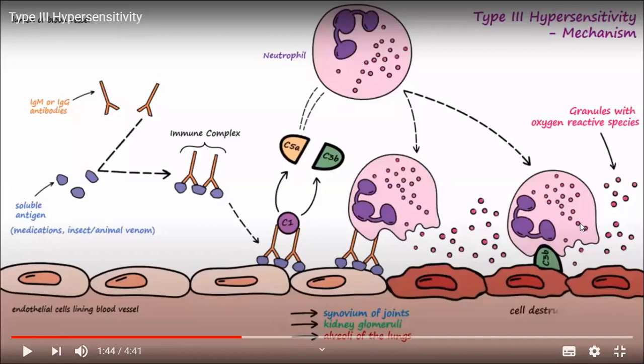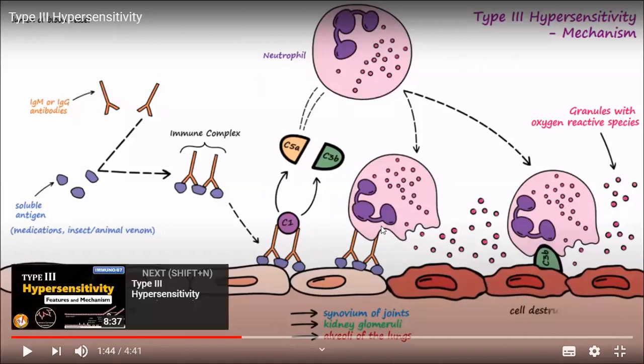So neutrophils will come and attach. Basically, they are the ones causing an inflammatory response, killing these tissues. They cause the inflammation through reactive oxygen species granules. That's what he is explaining here.